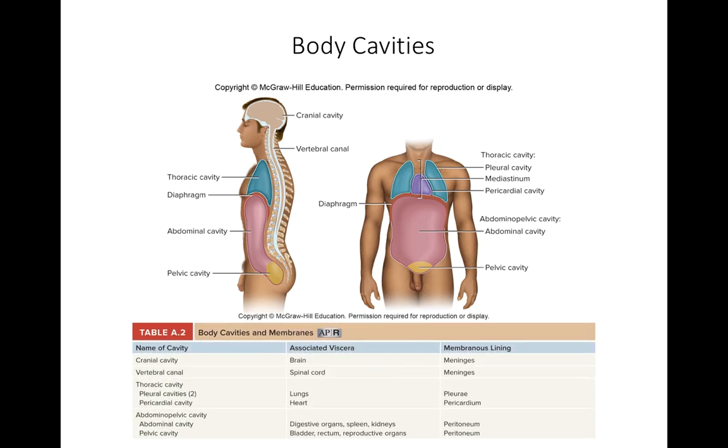Each of these cavities is going to be lined by a membrane that we will get to when we get into them. But here you can see that the cranial and vertebral canals are going to be dealing with something called the meninges. The thoracic cavity, you're going to be dealing with the pleura around the lungs, the pericardium around the heart, and then in the abdominal pelvic cavity, we're going to be dealing with peritoneum. So all of these are the cavities where we would find all of the organs, and they are all membrane lined.